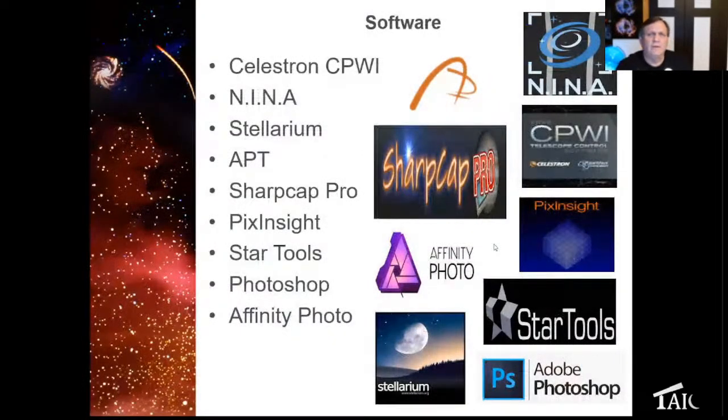The software I use is Celestron CPWI, NINA, and Stellarium, and I've always liked Stellarium. The nice thing with NINA is that there is a plugin available, so I can use Stellarium to find targets. I like Stellarium because it gives me a nice broad view of the sky, and then I just push a button in NINA and it automatically syncs up the coordinates and moves them into NINA for me. So that works out really slick. I still have APT, not using it as much, but as a backup. SharpCap Pro for live stacking and polar alignment, PixInsight, StarTools, Photoshop, and Affinity Photo.